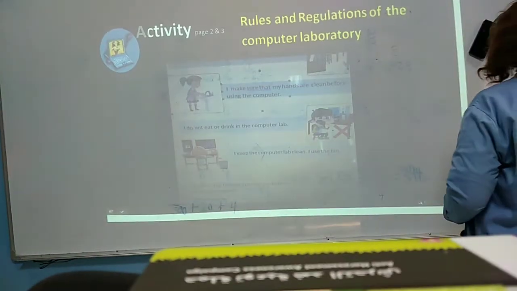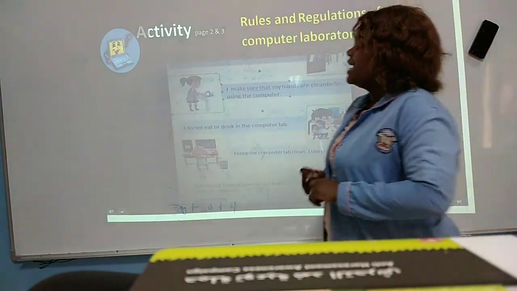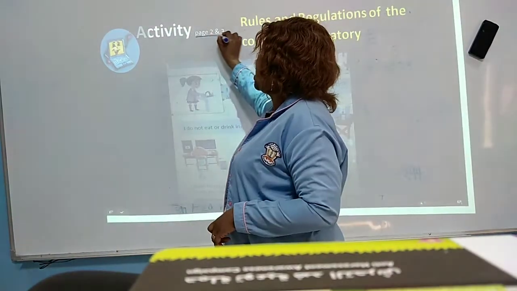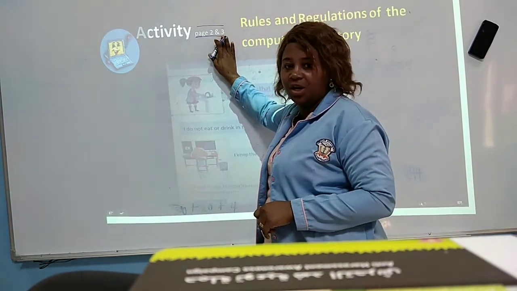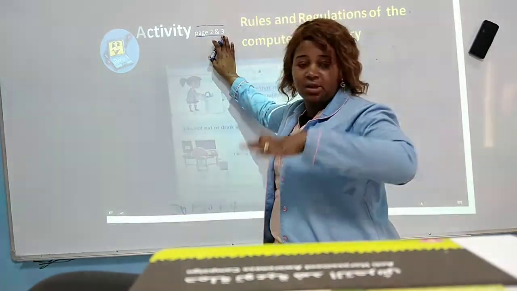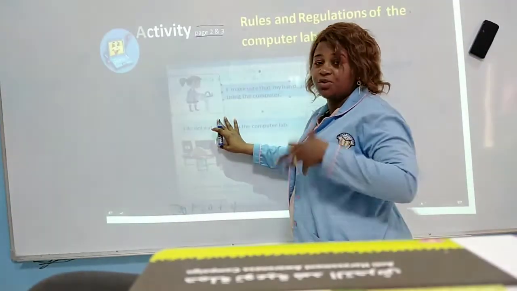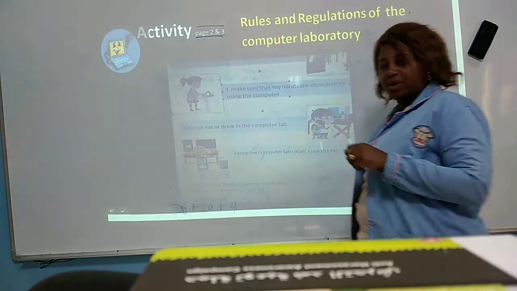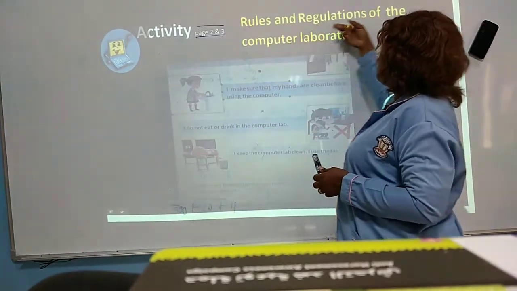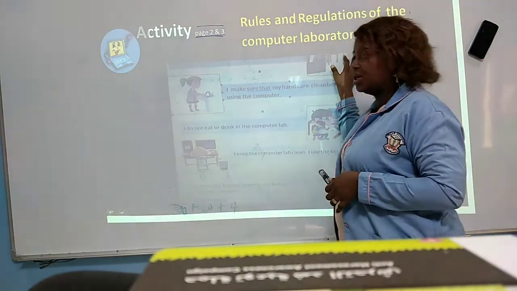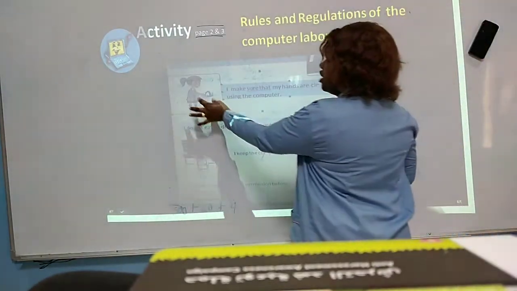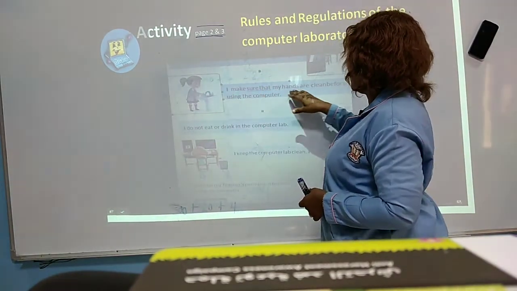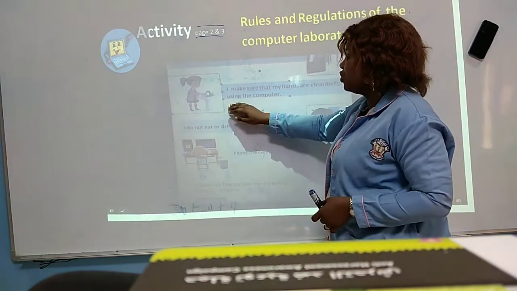So okay, let's continue with the next slide to know what we are going to do. This is our activity time. This activity, you will get it on page 2 and page 3. Page 1 is all for me, but you need to read it so you have a little idea of what we are talking about. So you will concentrate on page 2 and page 3. Now, this is the rules and regulations of the computer laboratory. Here, you can see a student washing her hands. It says, I make sure that my hands are clean before using the computer.